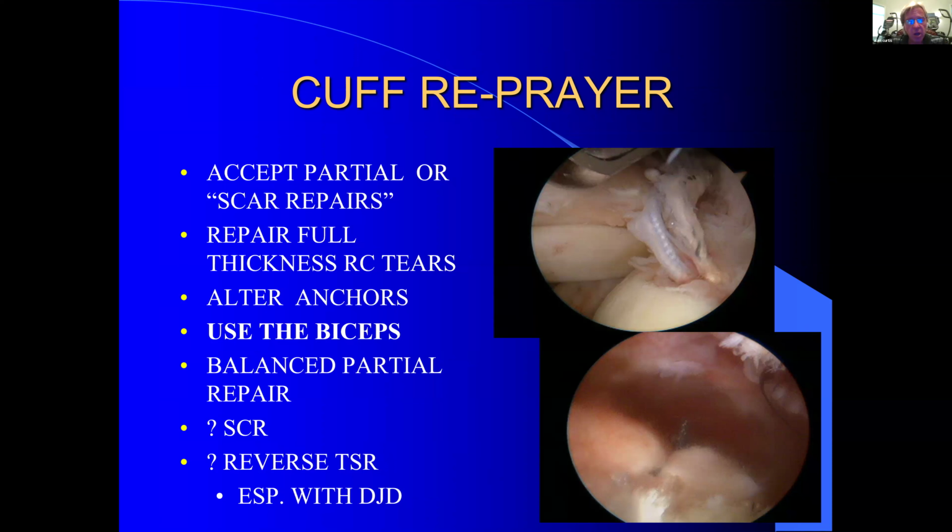But if I can get a balanced partial repair, not even the whole thing covered, often they do very well. If I can't, in the younger patient, I was doing a lot of superior capsule reconstructions, but now I have a new technique that's better. If they're older and they have arthritis, we'd lean more toward a shoulder replacement, a reverse shoulder.